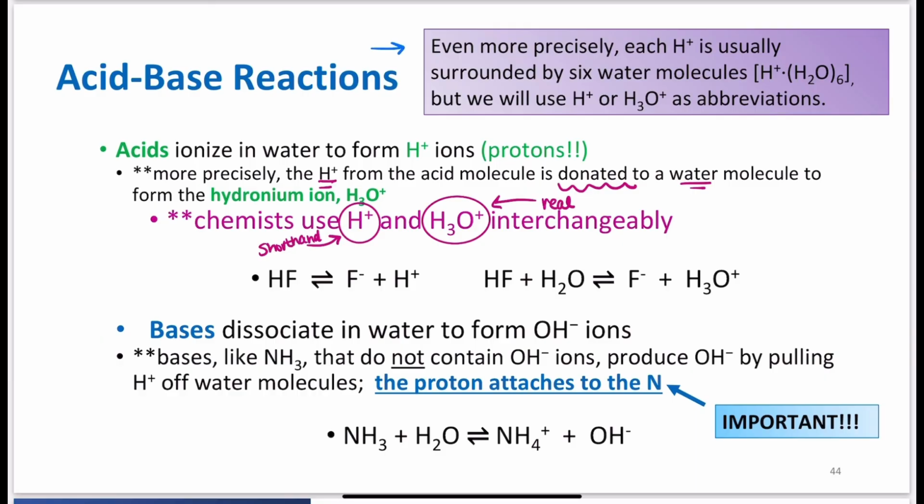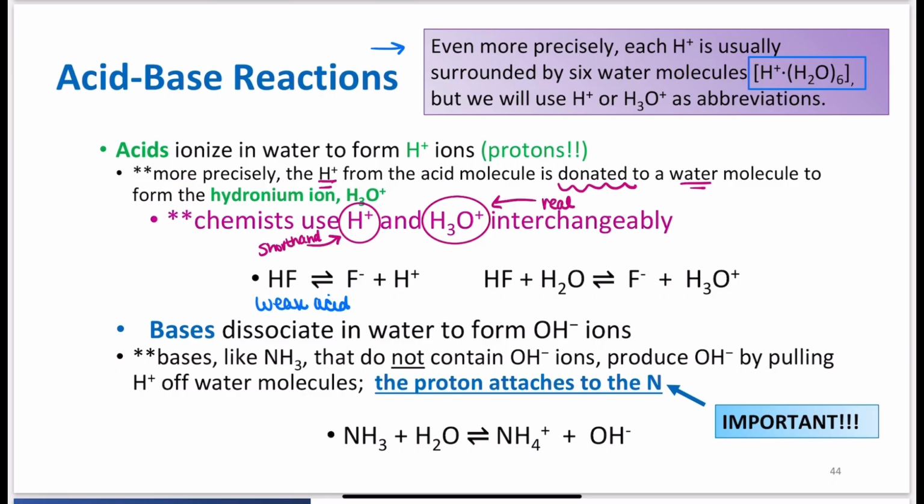Even more precisely than that, each H plus is usually surrounded by 6 water molecules, but we're going to use H plus or H3O plus abbreviations because that's what makes most sense for people. Really, it is the surrounding idea by the water molecules. We spend more time on the stabilization of the ions in Chem 2. But you can see here that HF is a weak acid. It's not one of the ones I have memorized, so it is a weak acid.